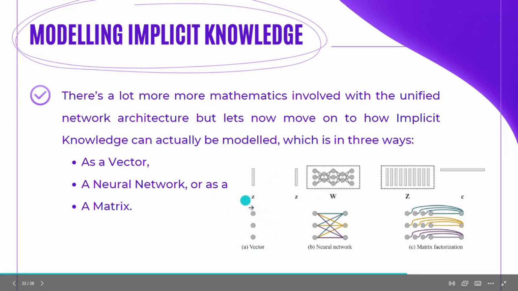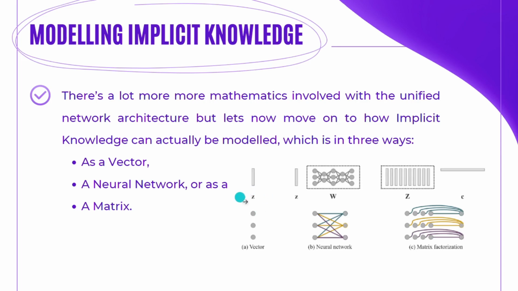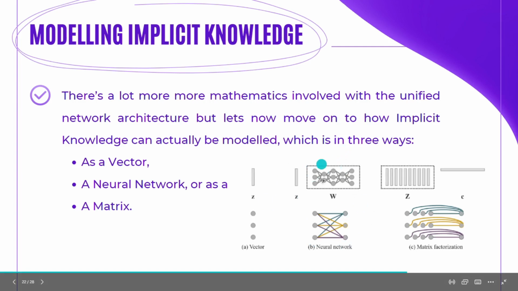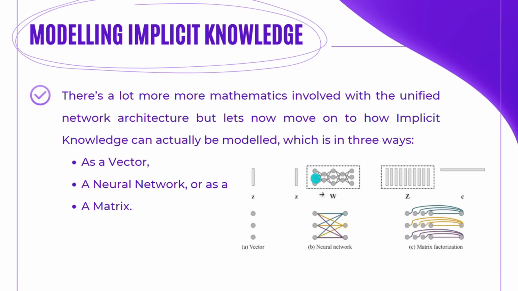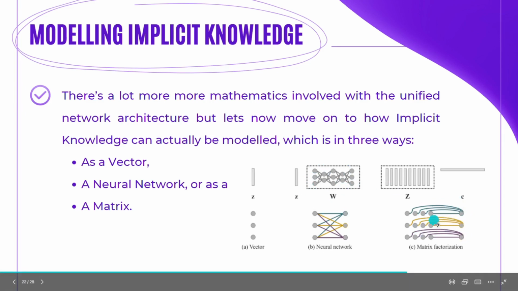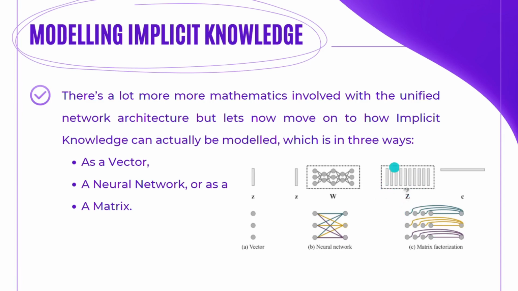So we have already seen that the input for the implicit part of the network is represented by Z, and in the case of explicit knowledge, we represent it by using the variable X. It can also be represented in the form of a neural network by using a Z vector and W, so the weights represent the neural network structure. Or it can be represented as a matrix factorization by using a bunch of Z vectors, which are going to be used as a matrix by combining these vectors and factorizing it with a bunch of constants C. So it can either be a vector, a neural network, or a matrix.